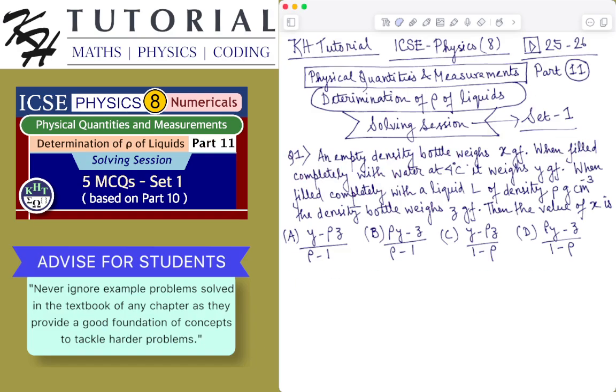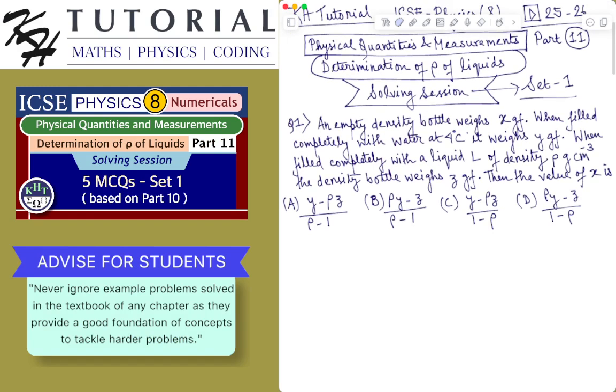Okay, so the first problem says that an empty density bottle weighs x gf, gram force, which means that the mass of the empty density bottle is x gram. When filled completely with water at 4 degrees centigrade, it weighs y gf. Sorry, when filled completely with a liquid L of density rho gram per centimeter cube, the density bottle weighs z gram force. Then the value of x is.